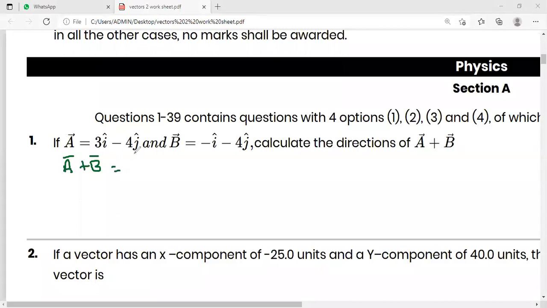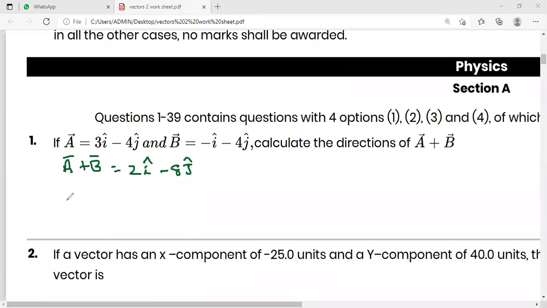What is A bar plus B bar? By taking the sum of these two, 3i minus i, the total i component will be 2i only. Then minus 4j minus 4j, the total will be minus 8j. This is the total vector for A bar plus B bar.